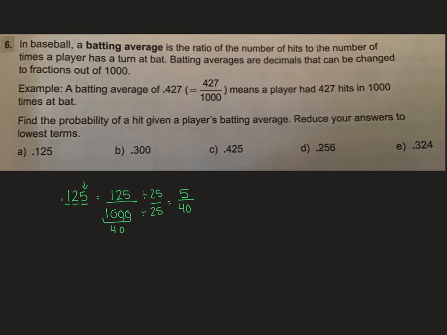Then from here, I could divide it by 5 one more time, which means I could probably have divided it by 125 from the beginning. 5 divided by 5 is 1. 40 divided by 5 is 8. So there is a 1 in 8 chance of them hitting the ball when they are at bat. Okay, so you're just looking for this fraction in lowest terms. Then you would do the same thing with B.